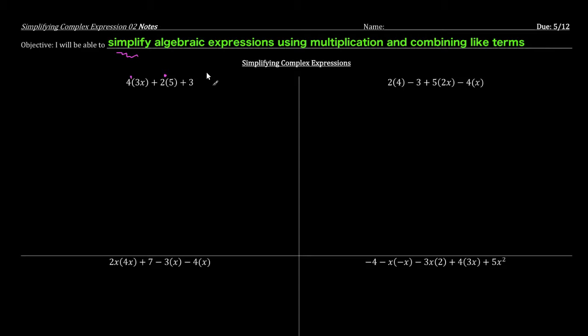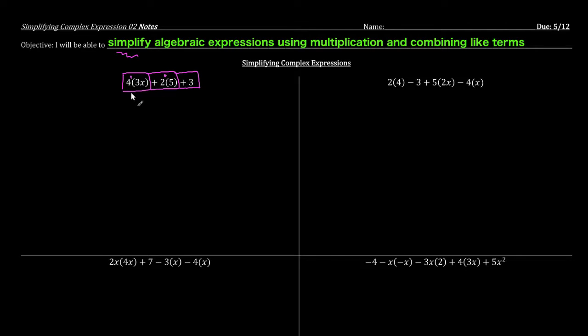Now I want you to create the groups. Remember, the adding and subtracting is what's really separating the groups. 4 times 3x, so we start off with that. And then we add plus 2 times 5. And then we add 3. So we have 3 groups. 2 of the groups have multiplication and 1 does not.